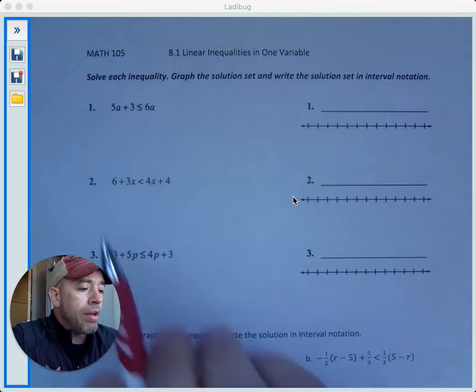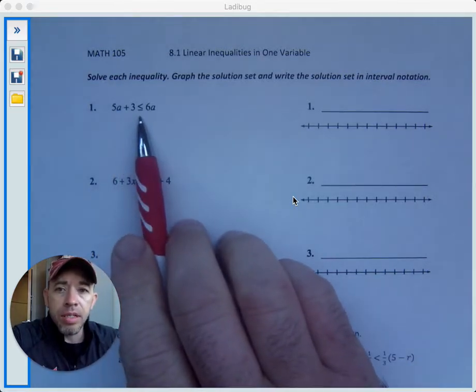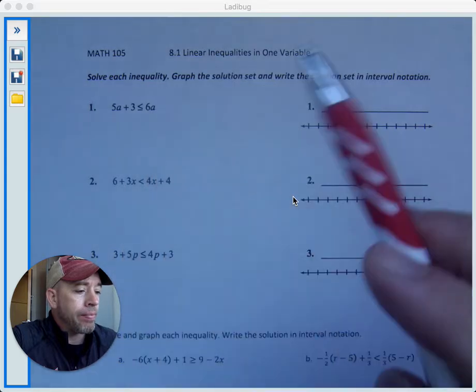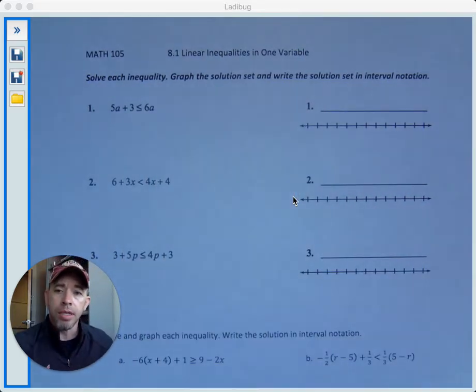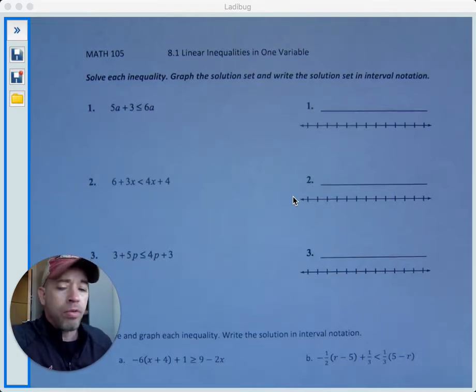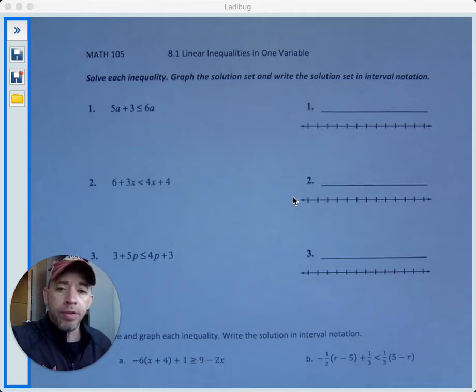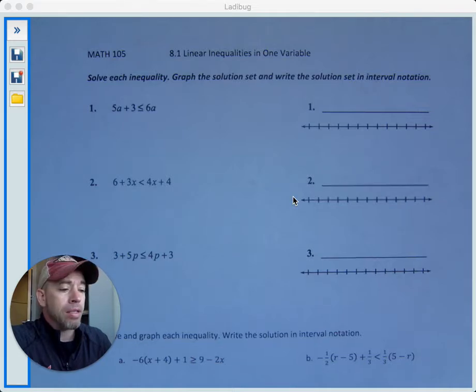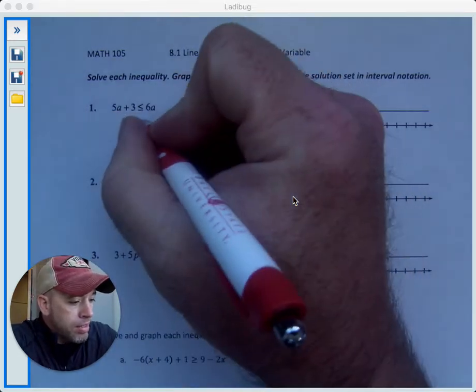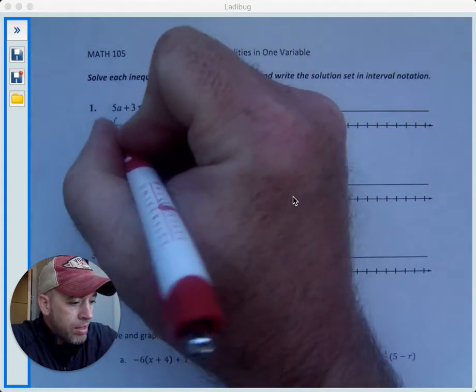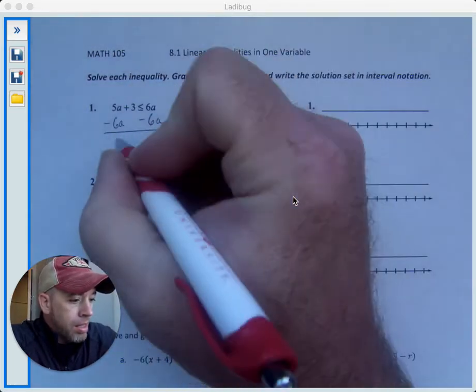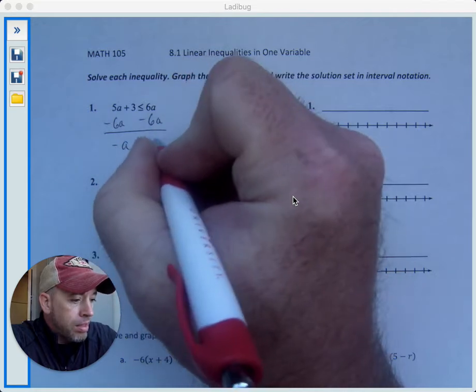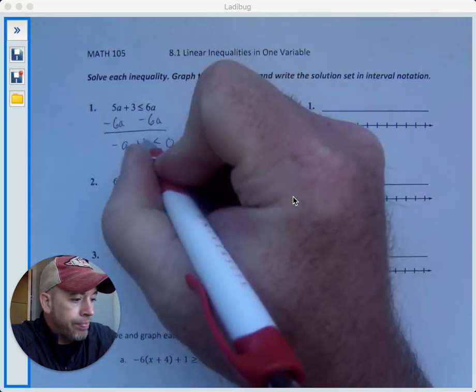So we have 5a plus 3 is less than or equal to 6a. We want to solve for a basically, and just like in an equation, we're going to get all the a's on one side if we can. There aren't any squares or anything crazy going on, so we can just move all the a's to one side. I usually prefer to get the variable on the left with inequalities and work from there. So I'm going to subtract the 6a from both sides. Then I get negative a plus 3 is less than or equal to 0.